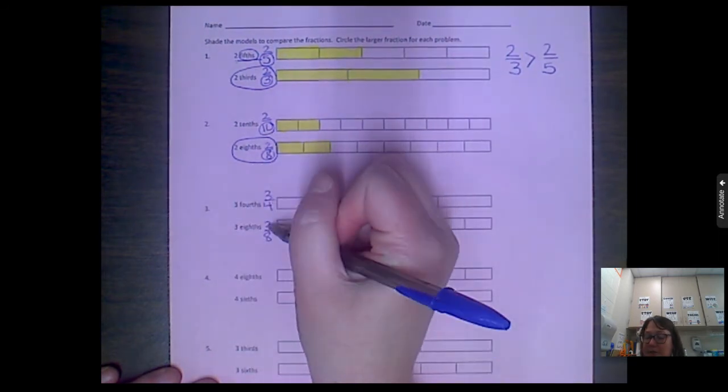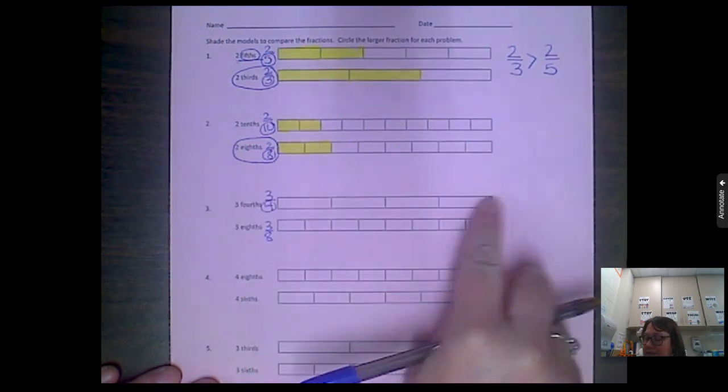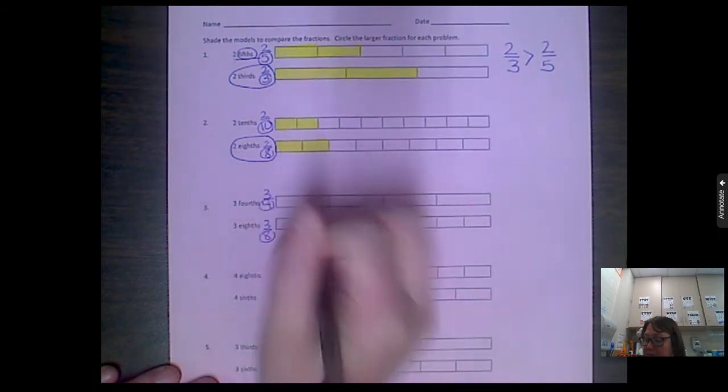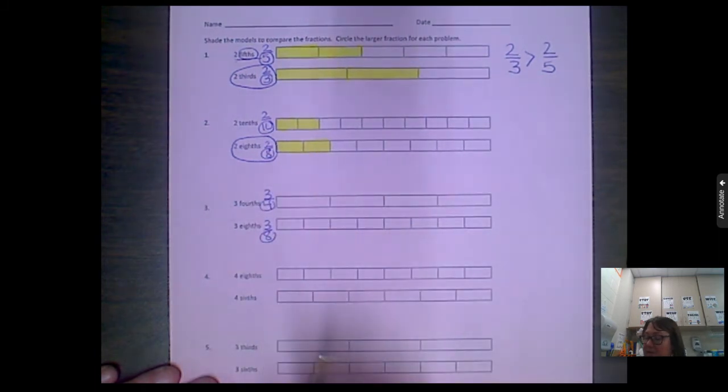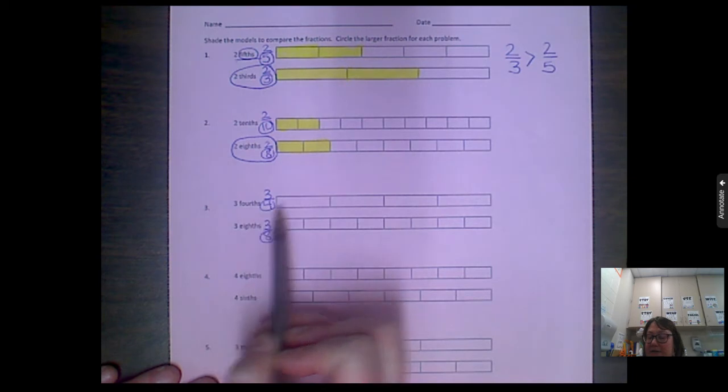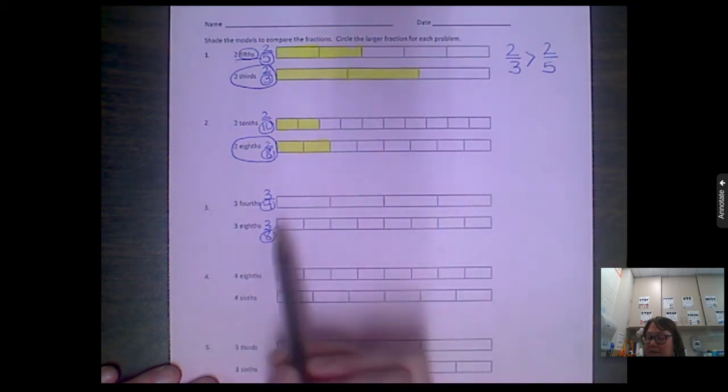Our numerators are the same for both, so we look at the denominators. The first one is split into 4 equal pieces, and we're going to shade 3. The second one is split into 8 equal pieces, and we're going to shade 3. So we're shading 3 of both, but the denominators are different. The smaller the denominator, the bigger the piece. The bigger the denominator, the smaller the piece.